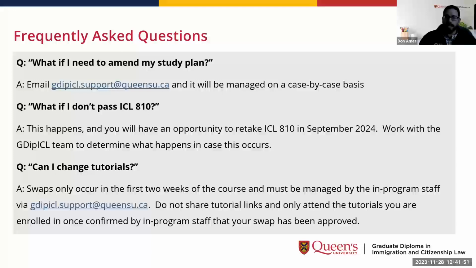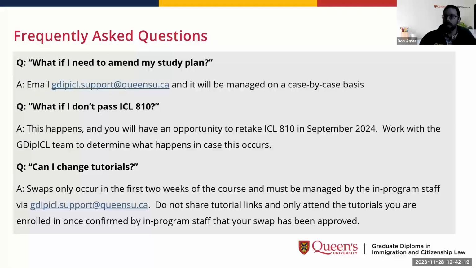What if I don't pass ICL 810? This is a question we get because people want to be prepared. We understand that this happens. ICL 810 is a difficult course. Lots of people pass, of course, but there are a handful of students who don't. It happens. You are able to retake ICL 810 in September 2024. So you'll be paying the full tuition fee for January, and you'll have to pay it again for September. We will hold a spot open for you for that term.